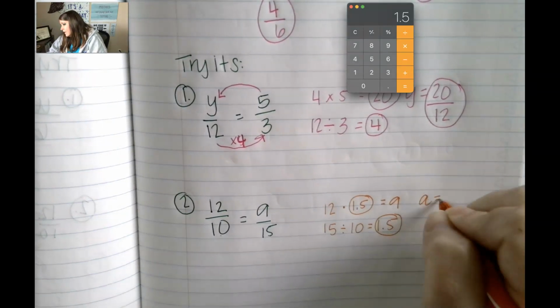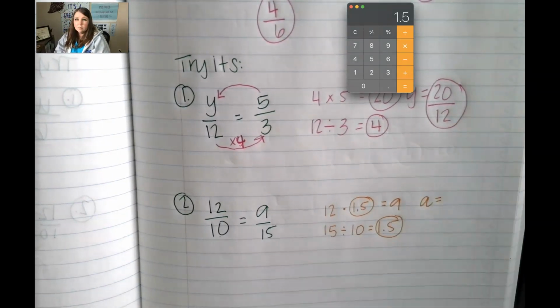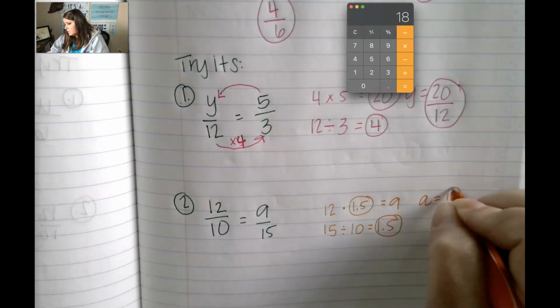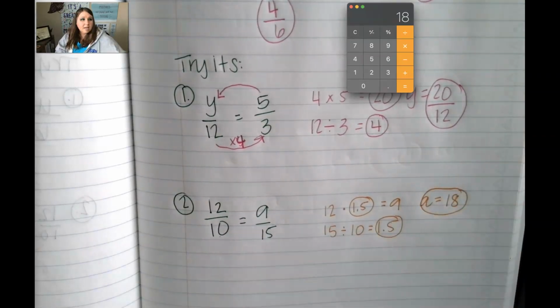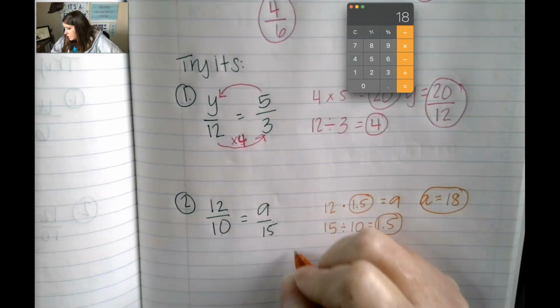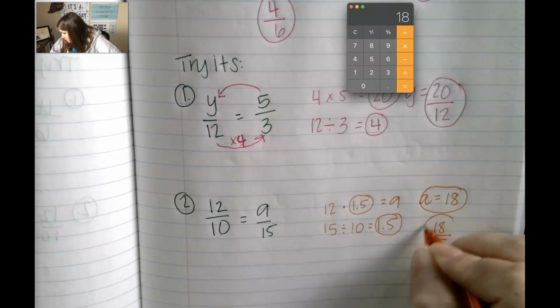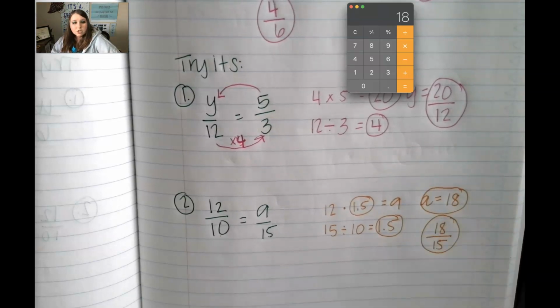And A equals 1.5 times 12 gives me 18. So A equals 18. And then we're going to make our final ratio of 18 over 15. That's our final ratio.